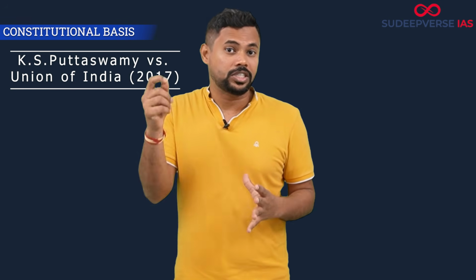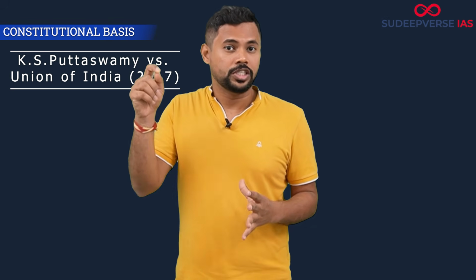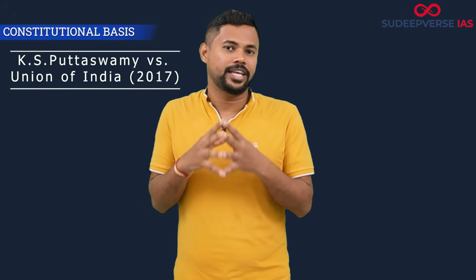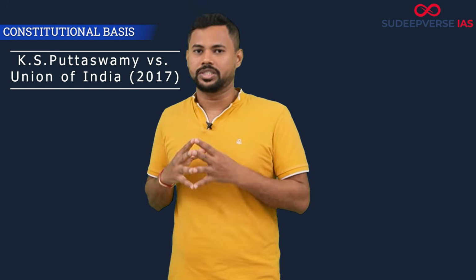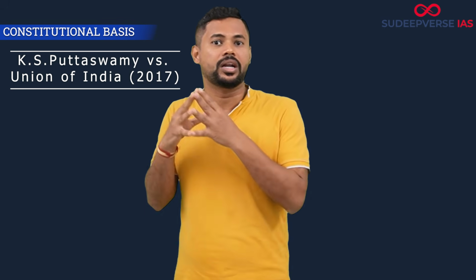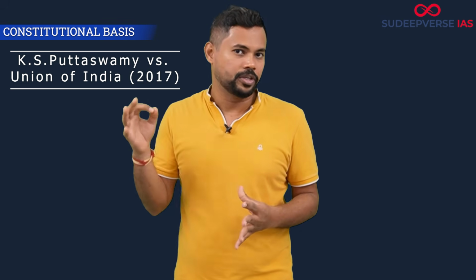Where did the judiciary derive these rights from? It derived its rights from the right to privacy, which is part of Article 21, which says right to life and personal liberty. In Puttaswamy vs Union of India case 2017, it was decided that right to privacy is part of our fundamental right under Article 21, which says right to life and personal liberty.